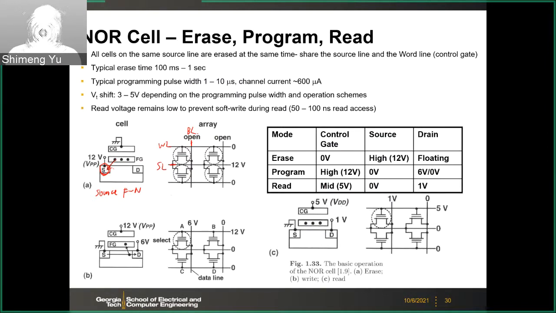So let's look at the array configuration here. Basically you apply this 12 volts to the source line, and then you ground the word lines here. So that will have the same configuration as this single transistor here. And then the bit line here, you open, meaning you float, you don't apply anything. So it's open circuit. So it's like floating.